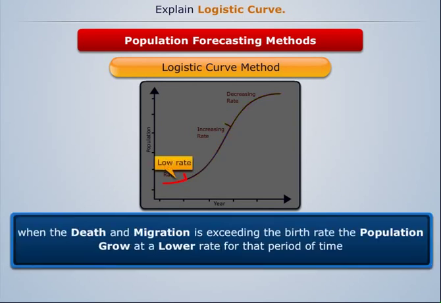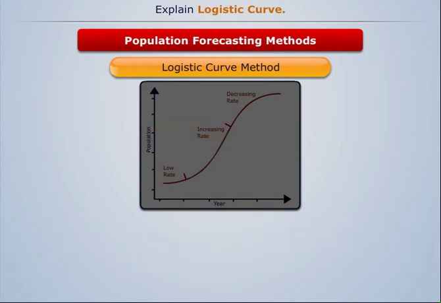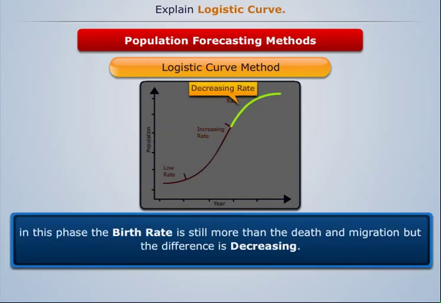Low rate, when the death and migration is exceeding the birth rate and population grows at a lower rate. Increasing rate, when birth rate is dominating over the other two rates and overall rate keeps on increasing. Decreasing rate, in this phase the birth rate is still more than the death and migration, but the difference is decreasing.